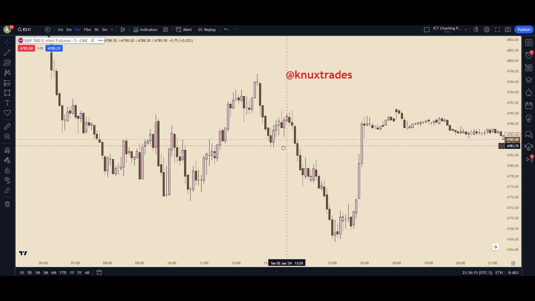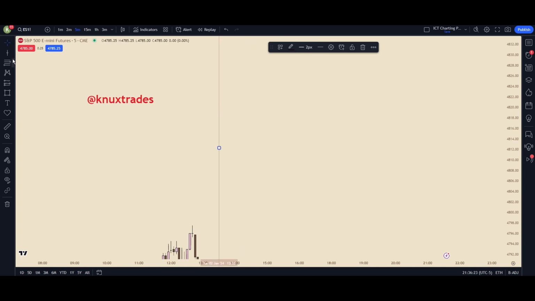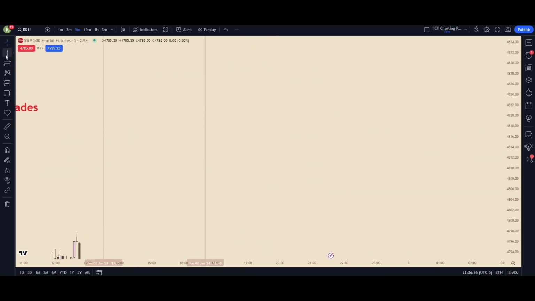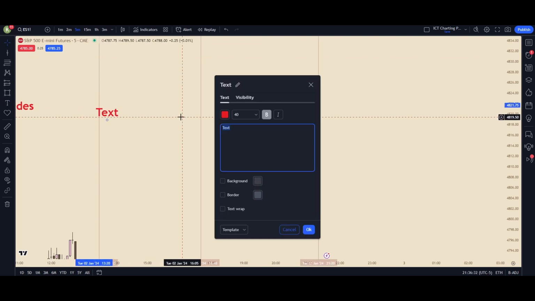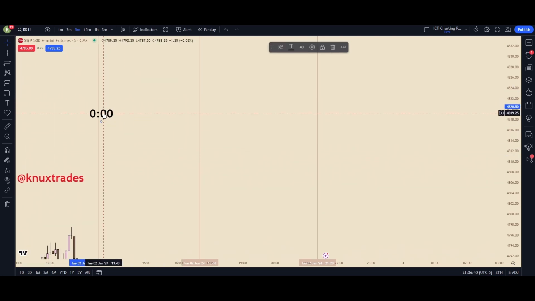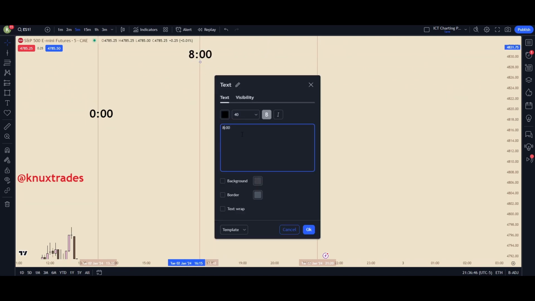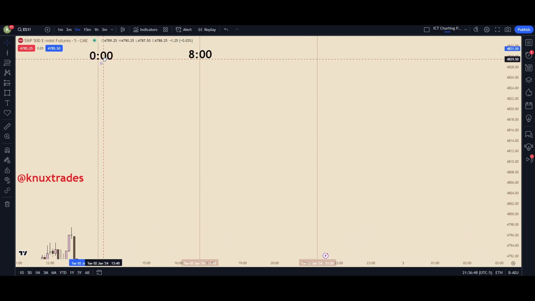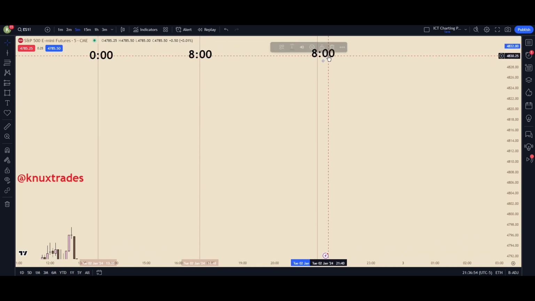But nonetheless, we'll dive right into how I use inversion fair value gaps. First of all, I want to start off by doing a little drawing here. If we can imagine these lines as our times, right here will be our midnight open, this is our 8 o'clock open here, and then we'll say this is our 1300 afternoon session right here, New York PM.